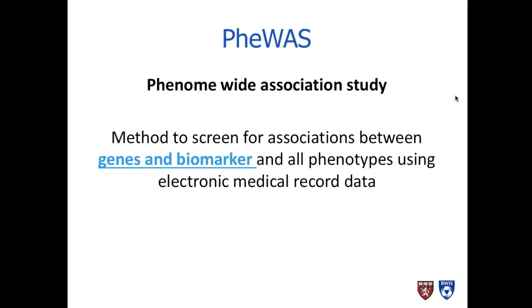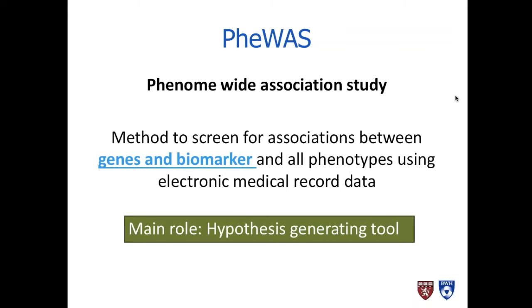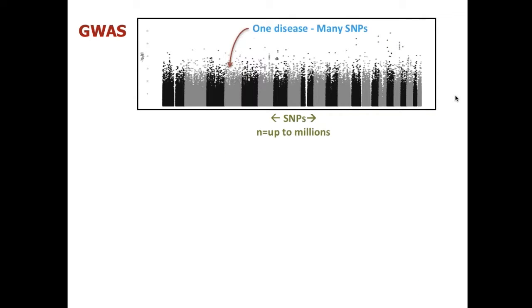And the main role of this PWAS, again, is as a hypothesis-generating tool. We don't really know what these autoantibodies mean in RA. We don't know why there are different levels in different people. But we want to take a look at all the different potential phenotypes out there, and whether these autoantibodies can subset disease. So just reviewing what a PWAS is, you all know what a GWAS is.